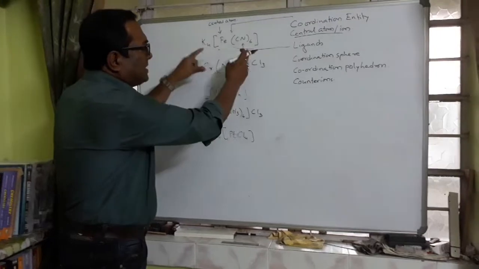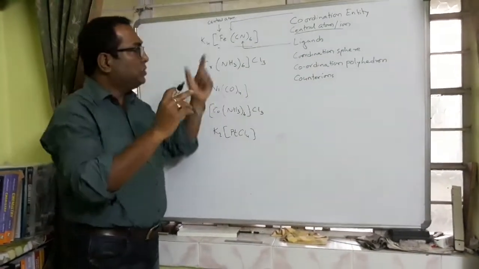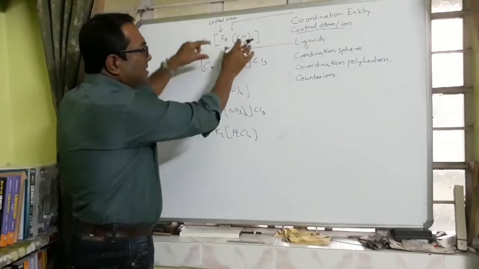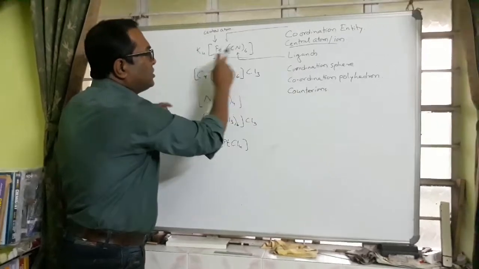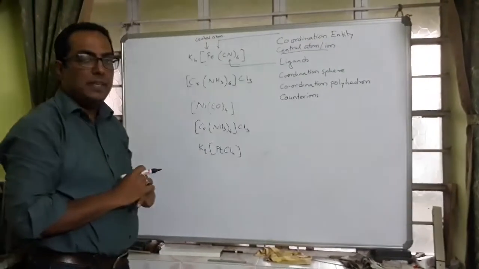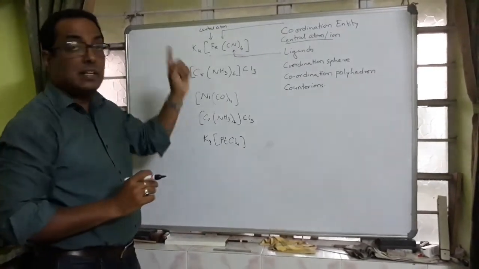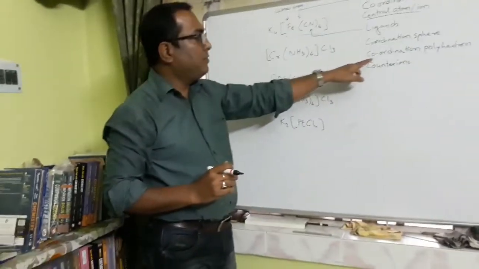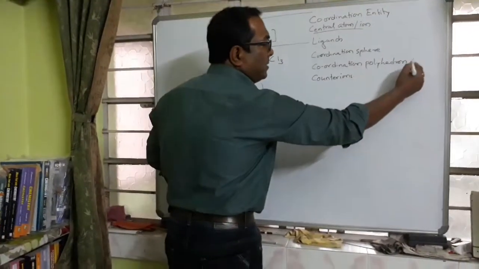Whatever is there in this third bracket is called the coordination sphere. So within this sphere we get the coordination entity, the central atom and the ligands. They take a shape. The shape is constructive here. This is what we call the coordination polyhedron, and there are 5 in number.